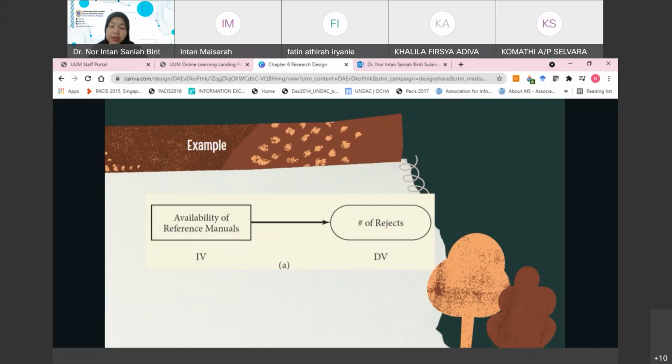Alright. So it has been found that there is a relationship between the availability of reference manuals that manufacturing employees have access to and the product rejects. Okay, so that is when workers follow the procedures laid down in the manual, they are able to manufacture products that are flawless. Maknanya jika staff or workers tu dia baca, so the number of rejects tu mungkin decrease lah. Okay, so this relationship is illustrated.